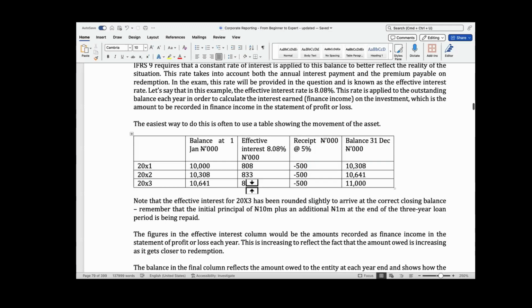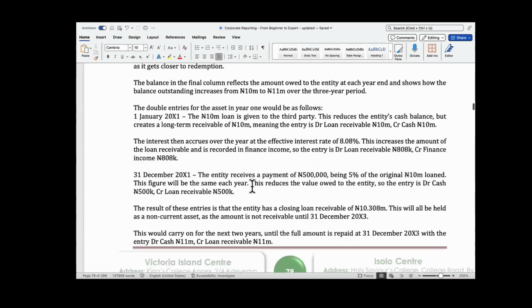Okay. So that is it for amortized cost. This is how you get amortized costs. That's what we call amortized cost.